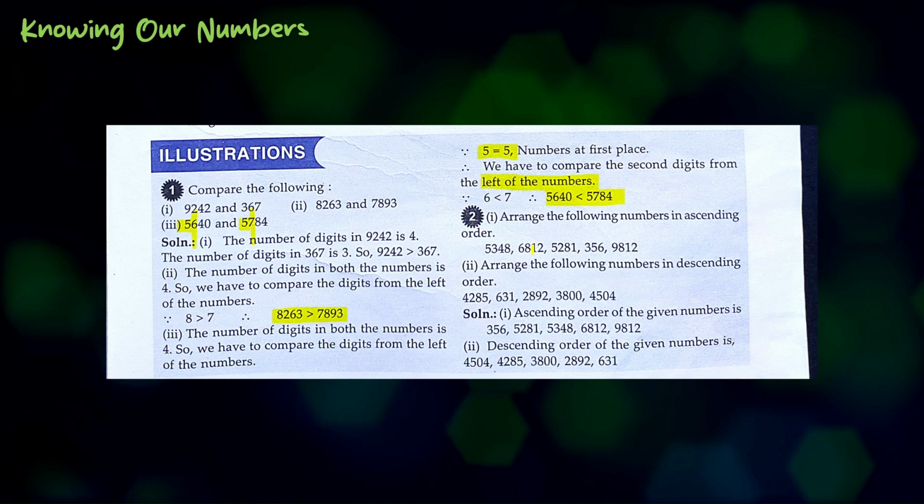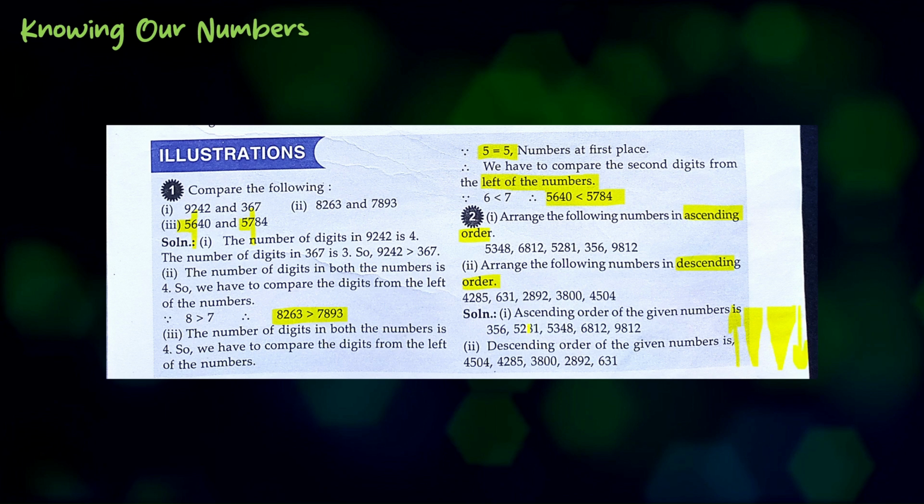Second question: arrange the following numbers in ascending order of the given numbers, and then arrange the following numbers in descending order of the given numbers. Always check the question if it's ascending or descending. Next solution is ascending order of the given numbers. Ascending order, remember, is small to big, and descending order is big to small.